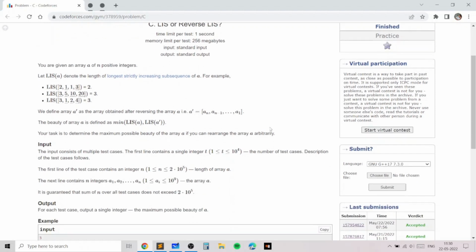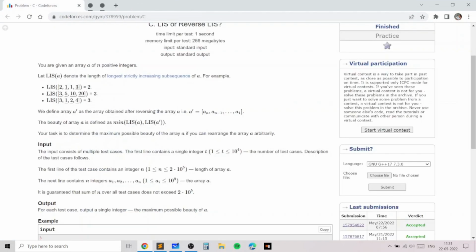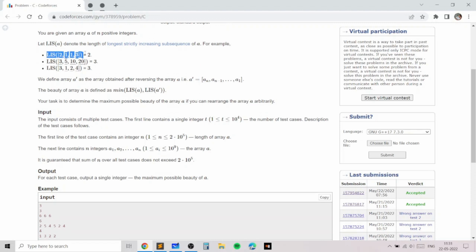So let's look at the problem statement. In this problem, we are basically given an array A of n integers. The LIS is the longest increasing subsequence. You can read about it in the Wikipedia page. And you can see in the examples that the LIS of this array is 1, 3, which is 2. The LIS of this array is 3, 5, 10, or 3, 5, 20, or 3, 10, 20, or 5, 10, 20. So there are actually 4 LISs, each of which has length 3. And in the next example, there's only one LIS of length 3, which is 1, 2, 4.